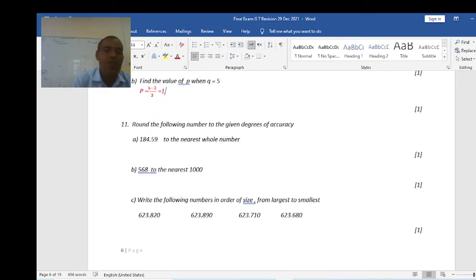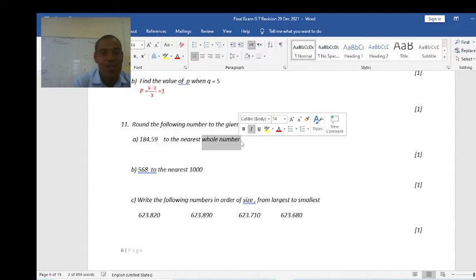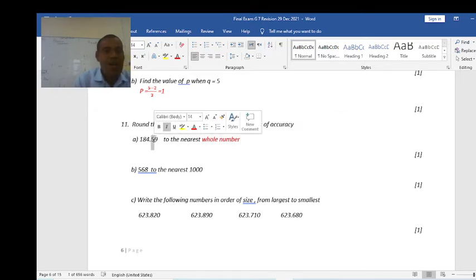Round the following numbers to the given degree of accuracy. We have 184.59 to the nearest whole number. It means you are going to work with the first digit on the right hand side of the decimal point. Means I will work with the 5. From 5 and up, I should round up. I should add 1 to what?